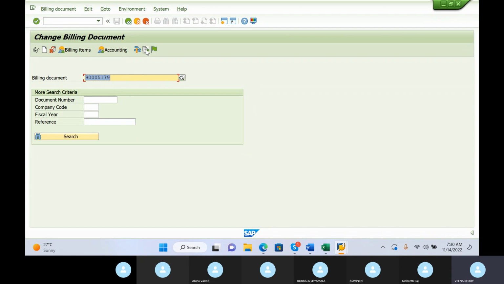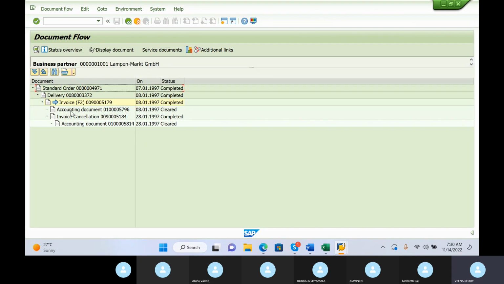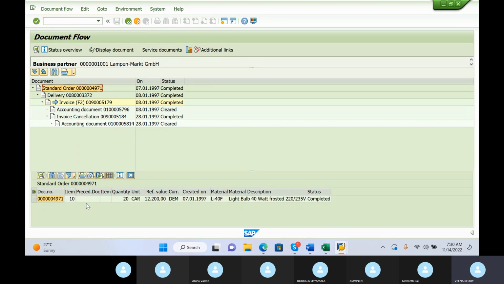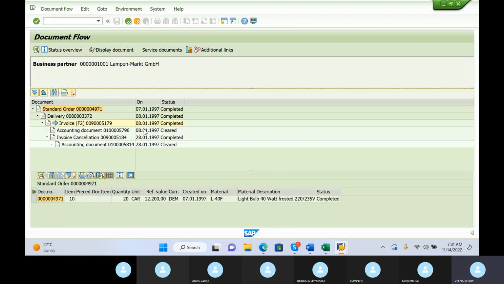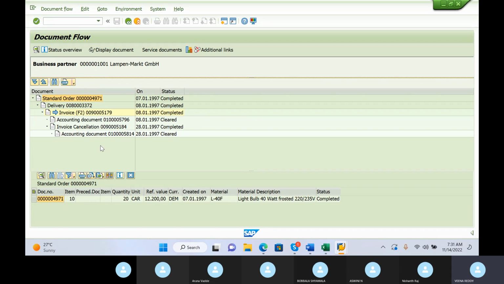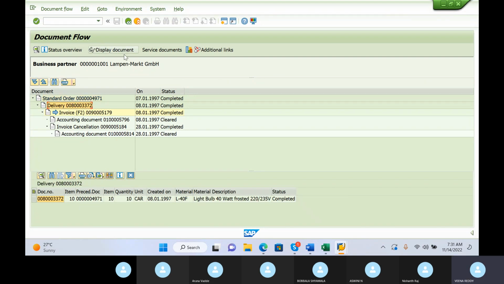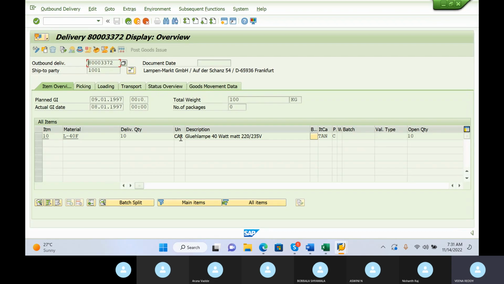Before the billing document, there is a sales order, a standard order. This is related to the sales order, which includes material. This is not mine, this is some others'. I just want to show you how the billing happens, but my system has some problem, so I don't want to go in depth. After the sales order, they have made a delivery. It's a delivery document.